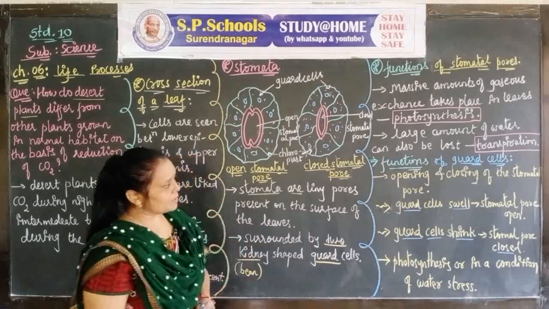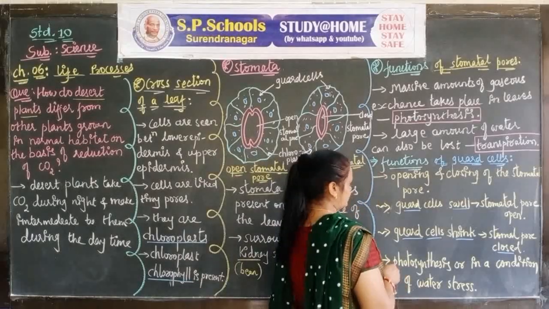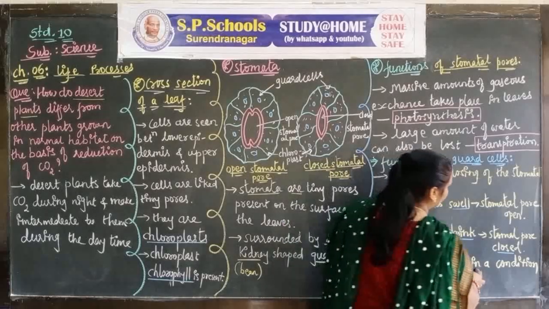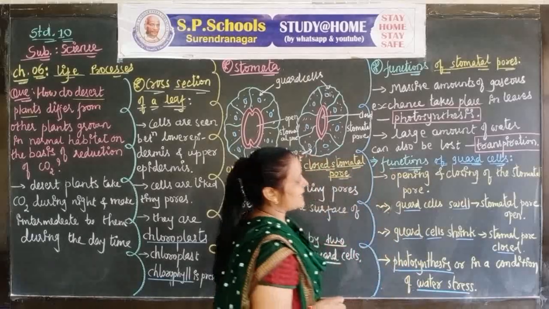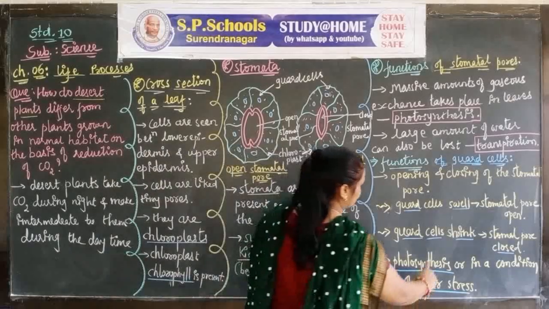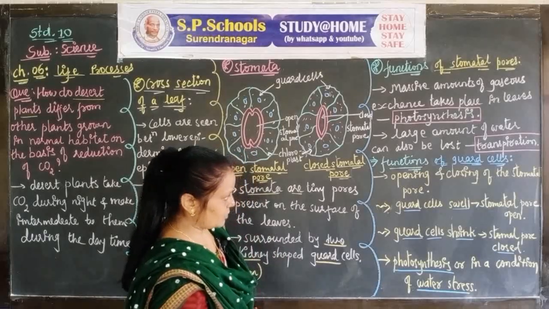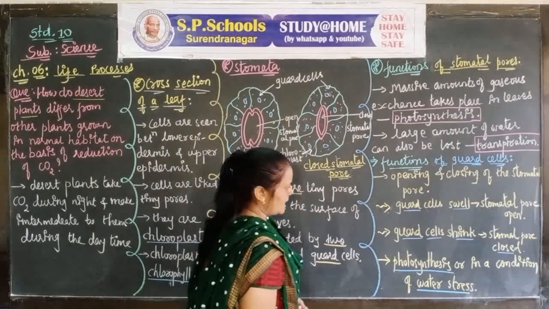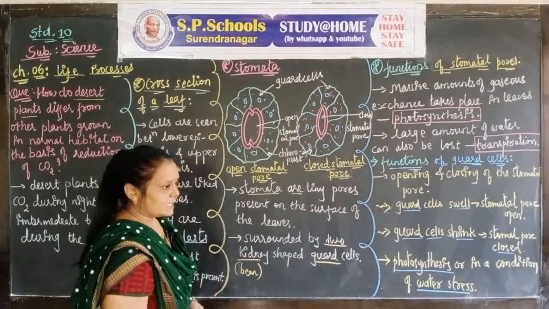And the opening and closing of stomatal pores is helpful in two conditions: photosynthesis or the condition of water stress. When carbon dioxide is not needed, the guard cells can help in the opening and closing of the stomatal pores, but in two conditions they are most helpful. First is photosynthesis, or in the condition of water stress.